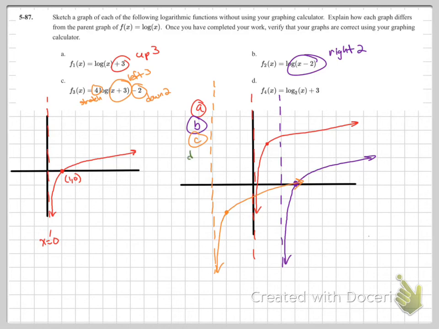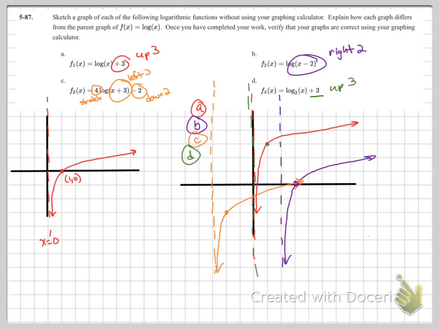Last one, D is going to be in green. The only thing it has is a plus 3, so up 3. Technically, they did change the base on us, but the base is not enough to make the sketch look any different. So same asymptote as the red graph, but now my locator point is up 3, which is the same.